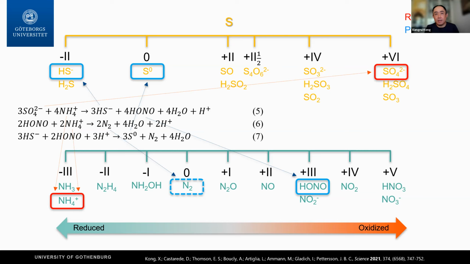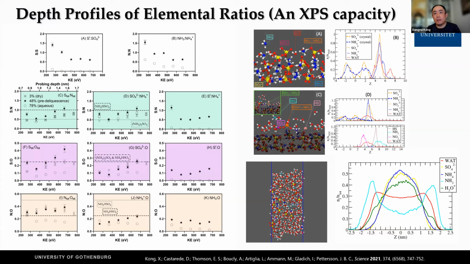Right. And this is a very busy slide, and I don't want to explain everything here. This just shows you one capability of SPS, that we can detect different depth profiles. Maybe only one panel here shows the depth profile of the reduced sulfur versus the sulfate sulfur. And this axis shows you the depth, which is in terms of the kinetic energy.